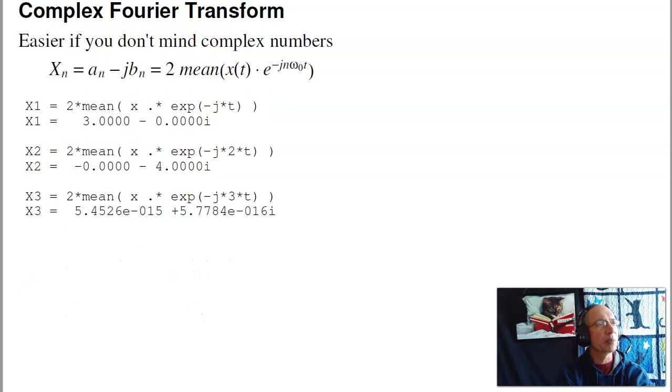Now, kind of a leap of faith is if I have a function where I don't know what it is. There's also a shortcut. There's a complex Fourier transform. If you don't mind complex numbers, I can do this all in one shot. Just take x times e to the minus jt, and the real part will be cosine, minus j will be sine.